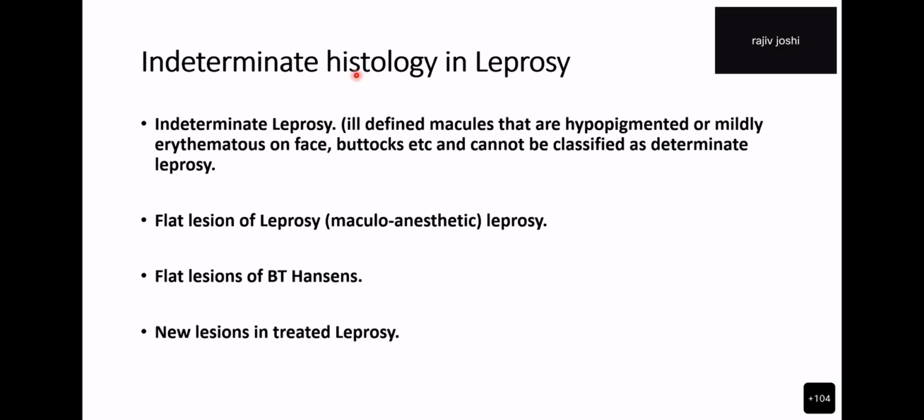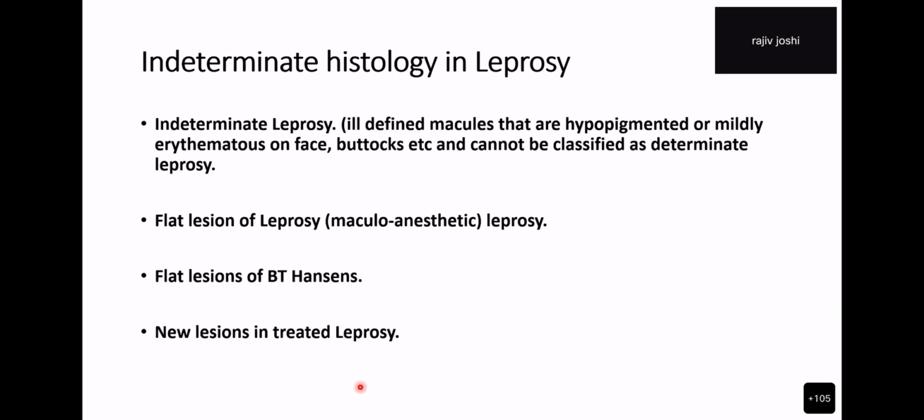Now, this histology can also be seen in determinate leprosy in certain cases. You have a classification known as maculoanesthetic leprosy, where you have flat patches which are anesthetic, not raised plaques. So if you biopsy these flat lesions, they would often show this sort of a picture without granulomas. Even BT Hansen's, which clinically are definitely leprosy, may show this sort of an indeterminate picture.